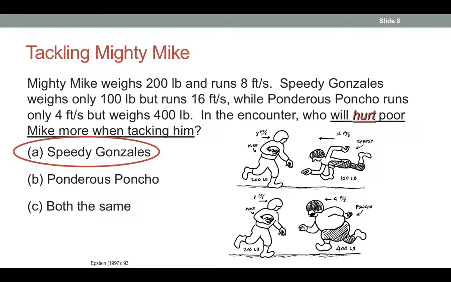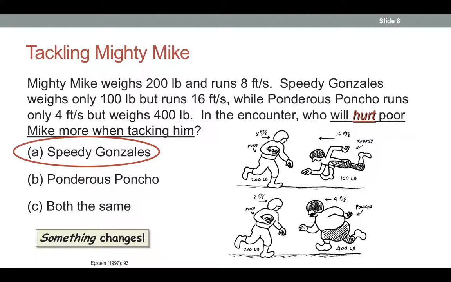And we see the answer here is different. Now it's Speedy Gonzalez, and that's because he has more kinetic energy than Ponderous Poncho does. Kinetic energy, or energy in general, is what you need to break bonds. And that's exactly what poor Mike is worried about, namely bonds in his body being broken by the energy going into this collision. And Speedy brings more energy into the collision than Ponderous Poncho does. And therefore, it's more likely for that energy to break bonds in Mike if it's Speedy versus Poncho.